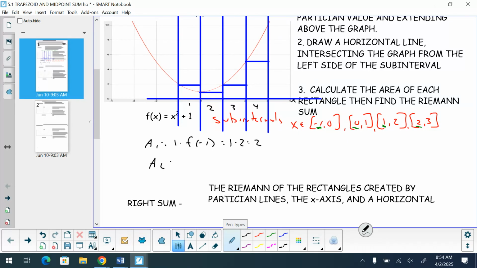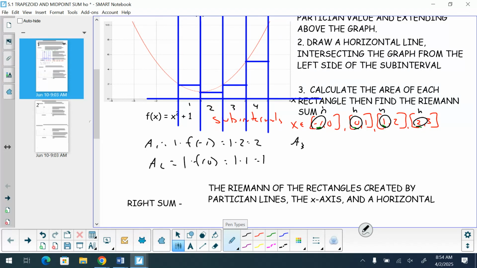Then our A2, our base is going to be still a value of 1. But our height is going to be our function value at 0, the left-hand side of our subinterval. So once again, do I need a picture there? No, I can just look here, and these will give us our heights. So we have 1 times the value 1, which is a value 1.